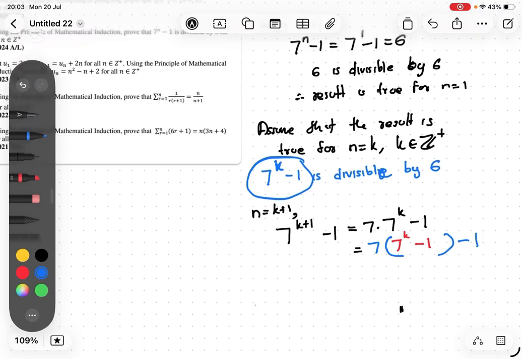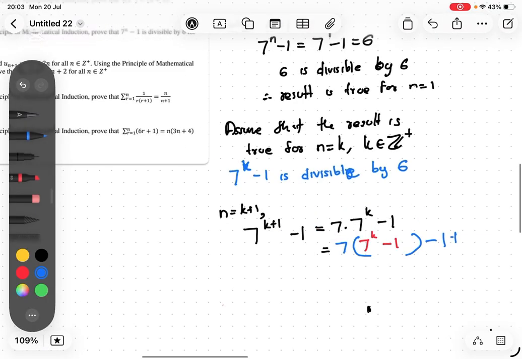We know that this part is divisible by 6. So what I did is, instead of this 7 to the power k, I just replaced it with 7 to the power k minus 1, and now let's correct the mistake. See, 7 into 7 to the power k, we will get this part. Also we have this minus 1 here. You get an extra part. What is that extra part? An extra minus 7 comes, which was not in the previous line. So you remove that minus 7 by adding plus 7.